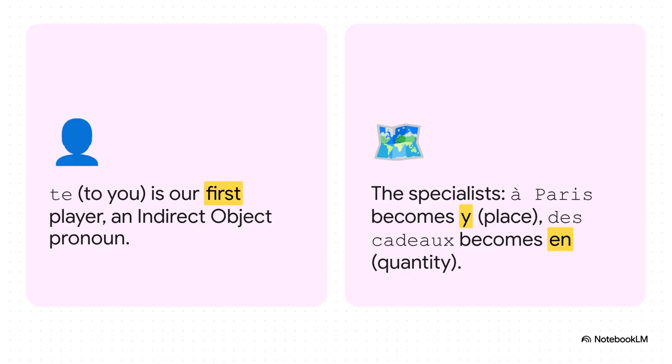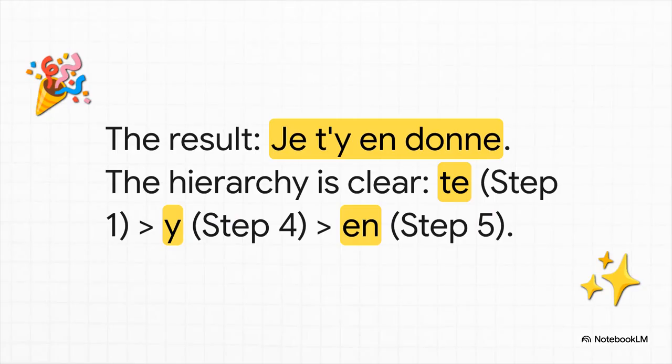Now, what does the hierarchy say? Okay, let's run them through our formula. Te is a step 1 boss, so it goes right to the front of the line. Y is way down at step 4 for location, and en is dead last at step 5 for quantity. So the order has to be t', y, en. You put it all together, and what do you know? "Je t'y en donne." It's the exact sentence from the very beginning. The code is cracked. And notice that little detail. Te becomes t' apostrophe just so it flows nicely with y.